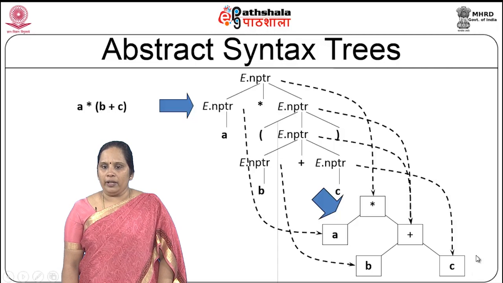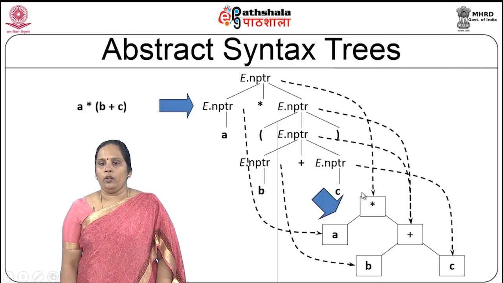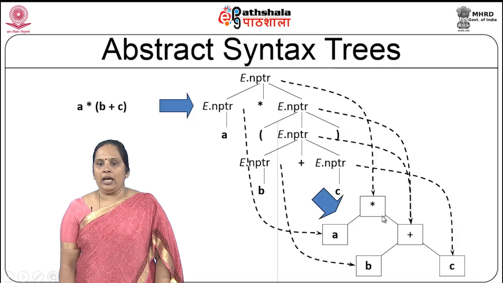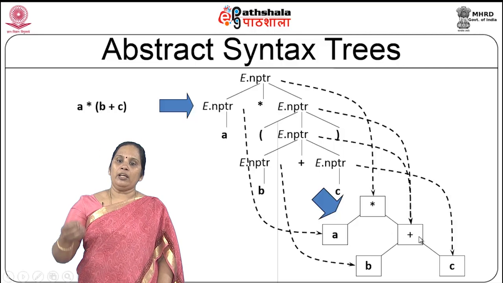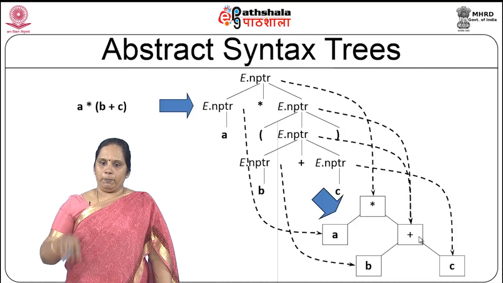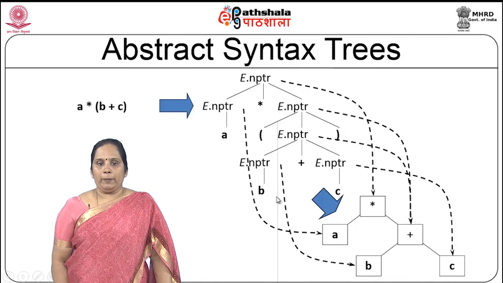This is the corresponding representation for this particular syntax tree. So the star node is here, LHS is a, RHS is a plus node which is the E dot node pointer, right? That E dot node pointer again is going to be a node whose operator is plus, whose LHS and RHS are going to be b and c respectively.